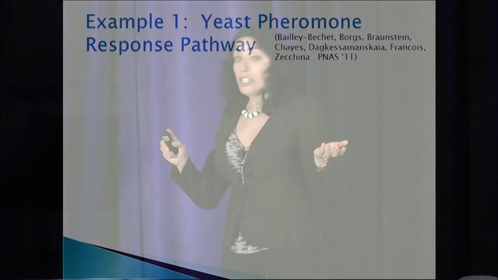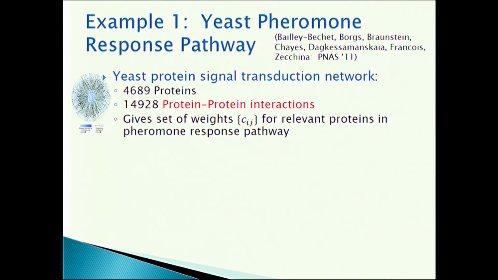So we first did this with the yeast pheromone response pathway. The reason we did yeast is because we had no biologist friends at that time. We were just physicists and mathematicians and computer scientists, and so the biologists weren't very impressed. But any of you can go and look up all the data on yeast. So we did. And there were 15,000 known protein-protein interactions. There were 5,000 known proteins. So this gave us a set of weights.